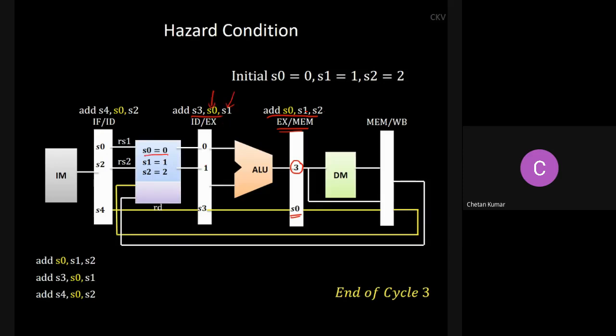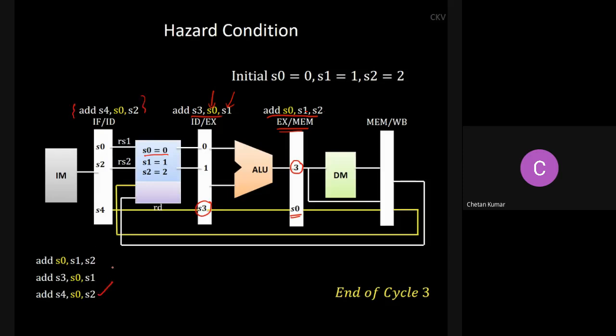So S0 is still 0. It is not updated yet. Okay, S0 will still have 0, so it will still be reading 0, and S1 is still 1, whereas the destination register is now S3. And at the same time, your third instruction gets fetched.